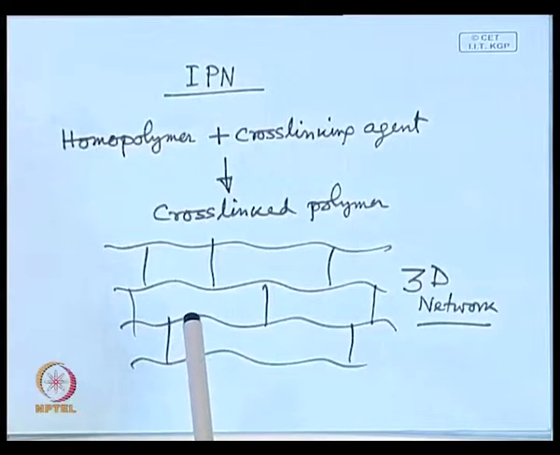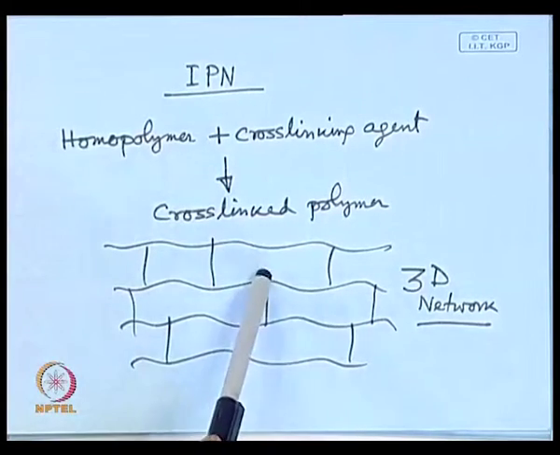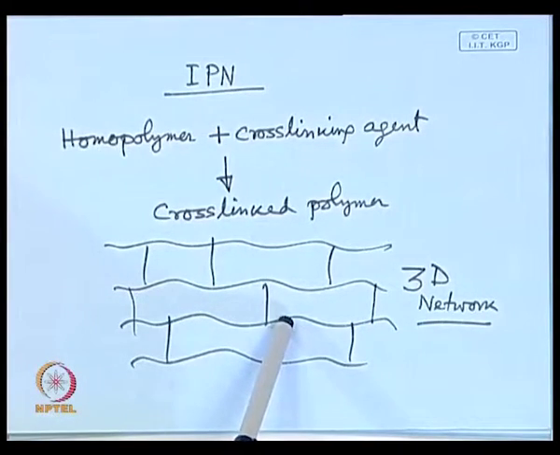Now, if there is a problem of solubility of the second homopolymer grown inside the 3D network, and you want to make it insoluble and infusible, then you also add a cross linker for the second polymer. That will form another network inside this.